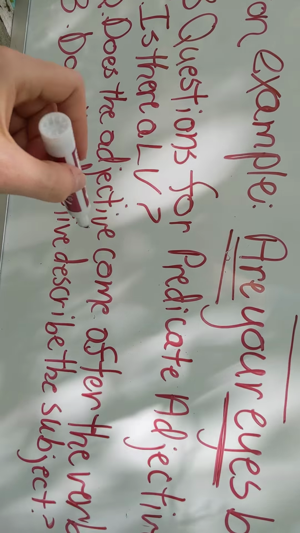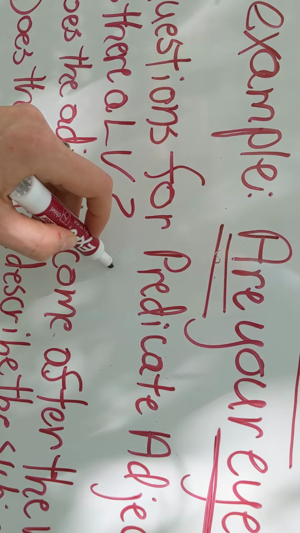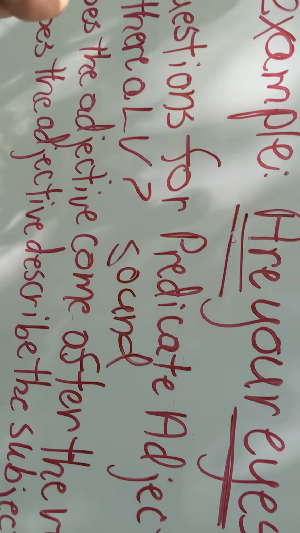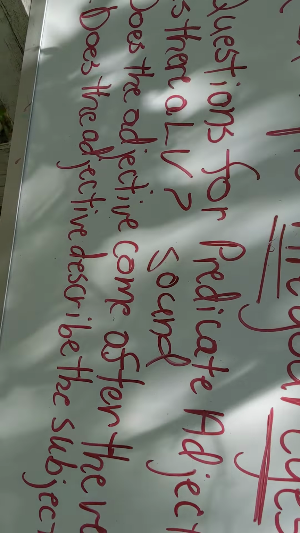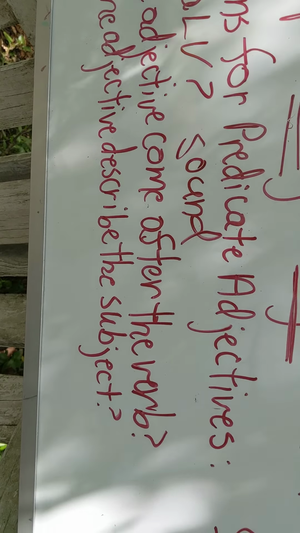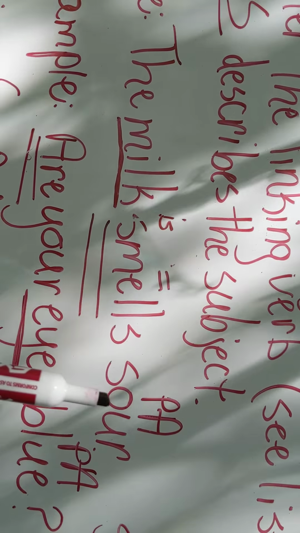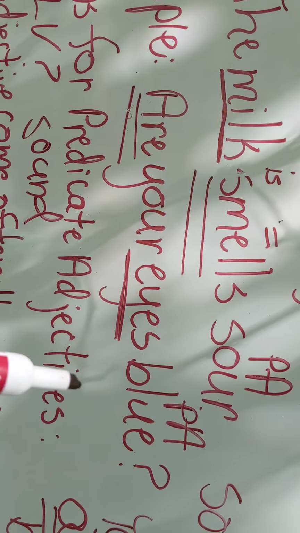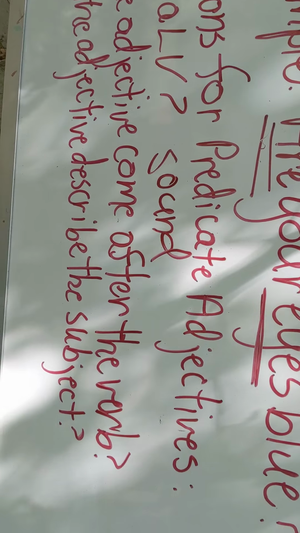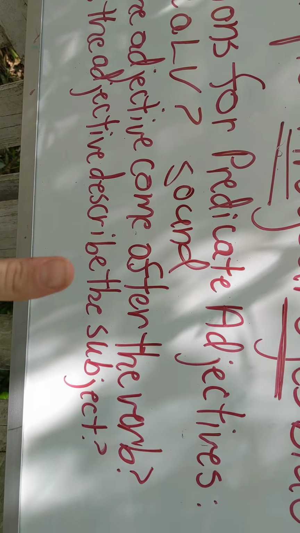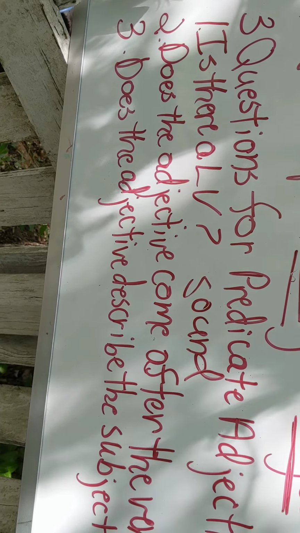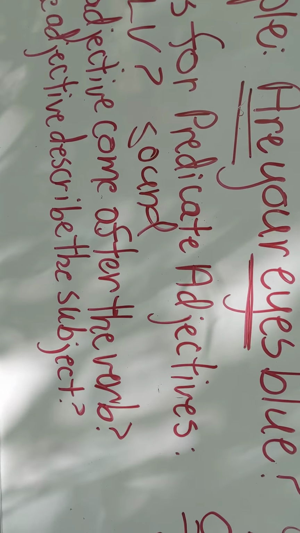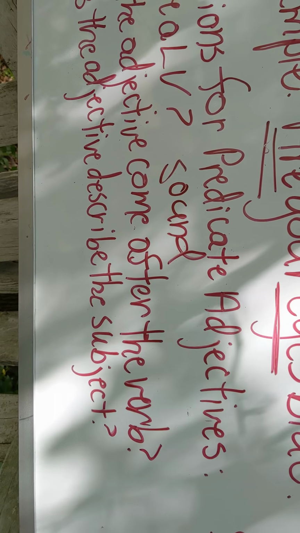But if your verb is, let's say, sound. Is the word sound a linking verb? Yes. Okay, so you answer number 1, you go on to number 2. Does the adjective come after your verb? Okay, let's look back at our examples. Notice the adjective comes after your verb. Adjective comes after your verb. So if your answer to both of those is yes, then you go on to number 3. Yes, you go on to number 3. And then number 3, does the adjective describe a subject? Okay, so the purpose of the predicate adjective is to describe your subject.